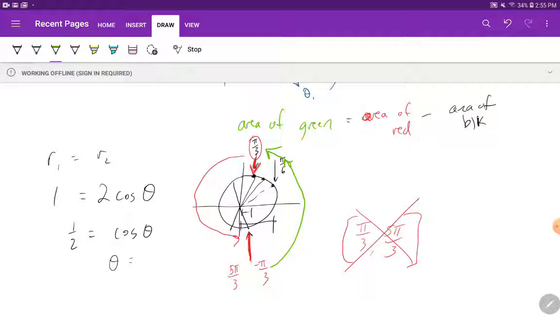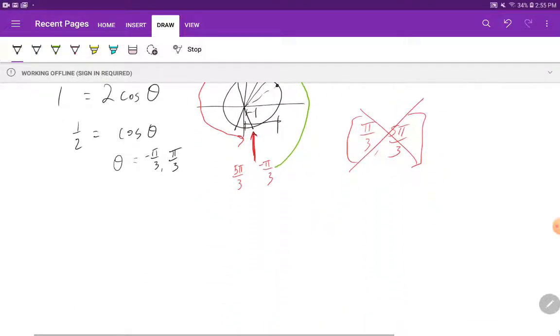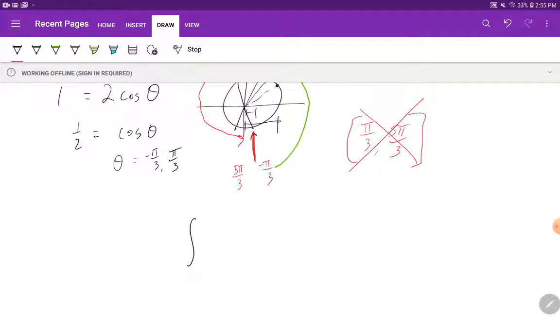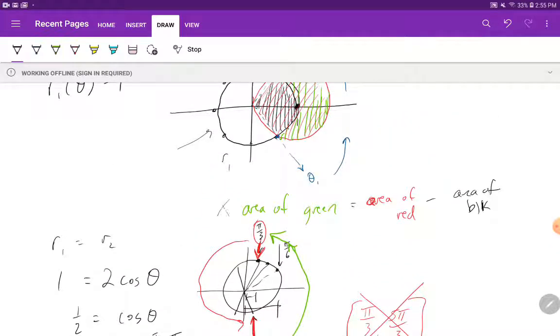All right. So for this problem, we're going to go from negative pi over 3 to pi over 3. So we found our bounds. That's great. That's awesome. That's the hard part. Okay, it's one of the hard parts of these problems, right? So we're going from negative pi over 3 to pi over 3, and kind of going back to this thing right here, right?